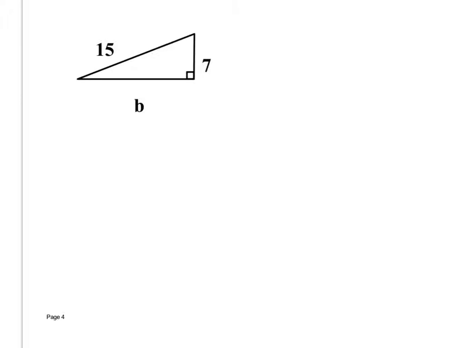Alright, so we're given this right triangle. I can use the Pythagorean Theorem: a squared plus b squared equals c squared. This is why it's important to know a, b, and c, because they'll flip them around, they'll put it upside down. You need to know which one's a, which one's b, and which one's c. C is always the longest one. So what I like to do is write out a squared plus b squared equals c squared, and plug in what I know.